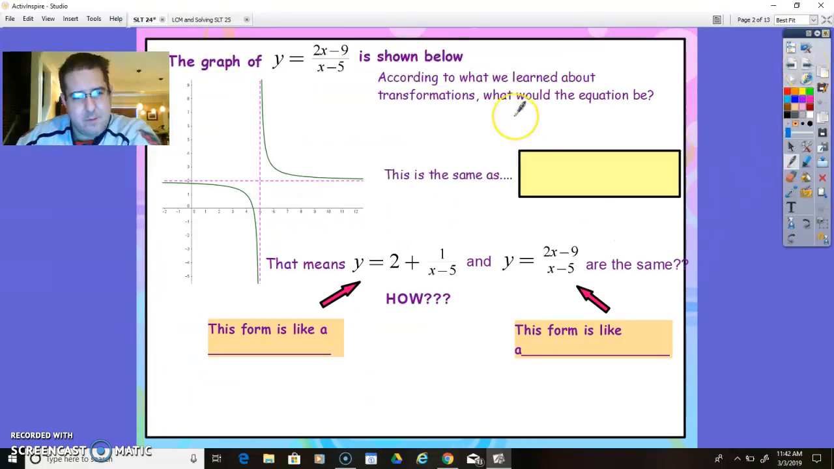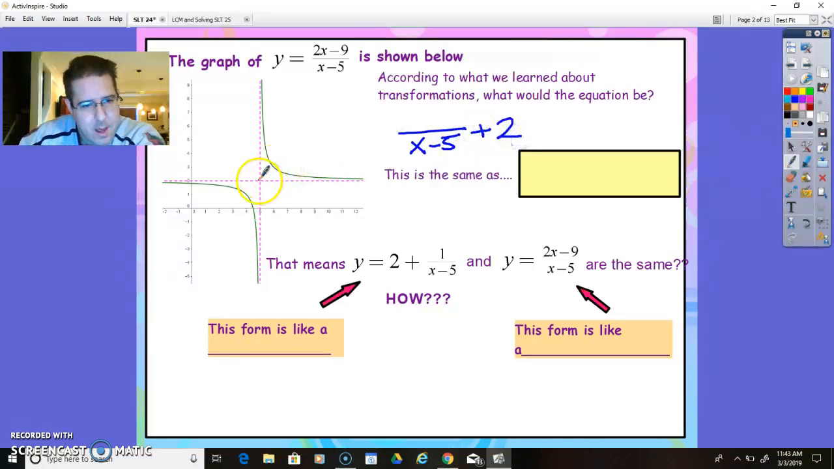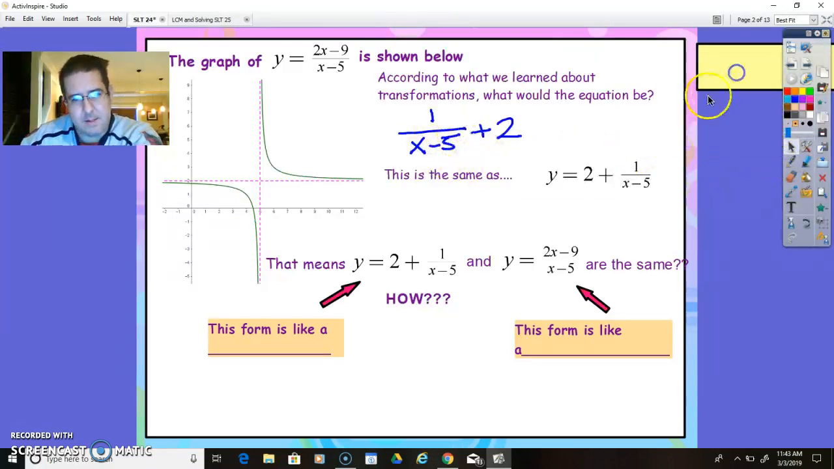Now, how does this apply to rational functions? Because it's going to work just the same. It's the same process. According to what we learned about transformations, this graph right here is the same thing as what we had learned in a couple videos ago, which is right 5, up 2. So if it's right 5, it must be x minus 5, and then it's plus 2 because of the up 2, and the next term looks to be about 1 above. So we now know that if this graph matches this equation, then it also matches this equation because of what we had learned in the past.